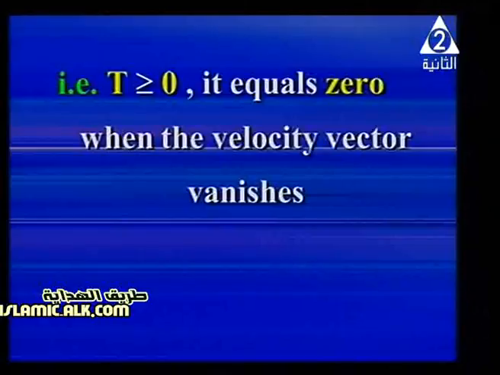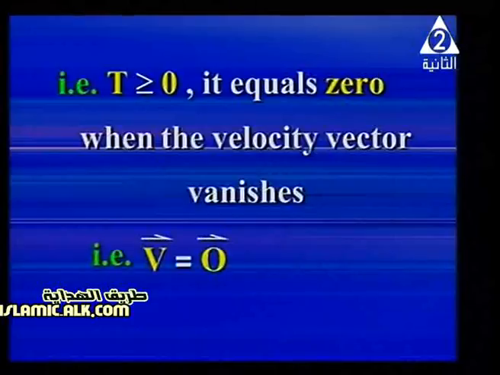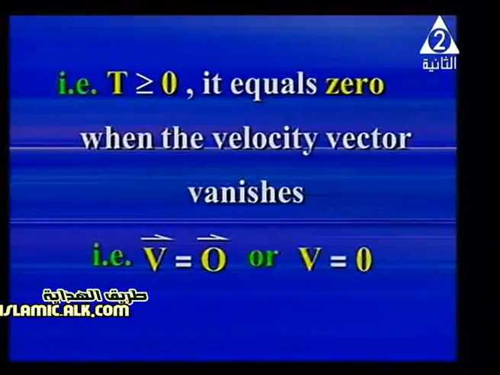Dear student, kinetic energy may be equal 0 or more than 0, or positive. Why? Because v squared is not negative. Then kinetic energy is more than or equal 0. When T equals 0, then the velocity vector equals the 0 vector, or the magnitude of the velocity equals 0, or v vanishes.